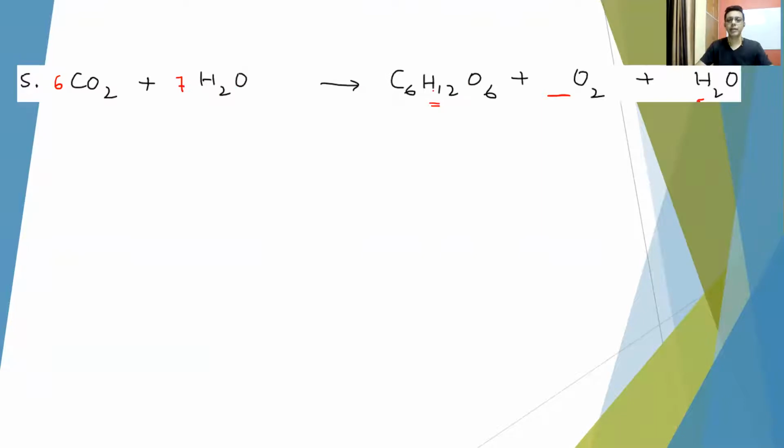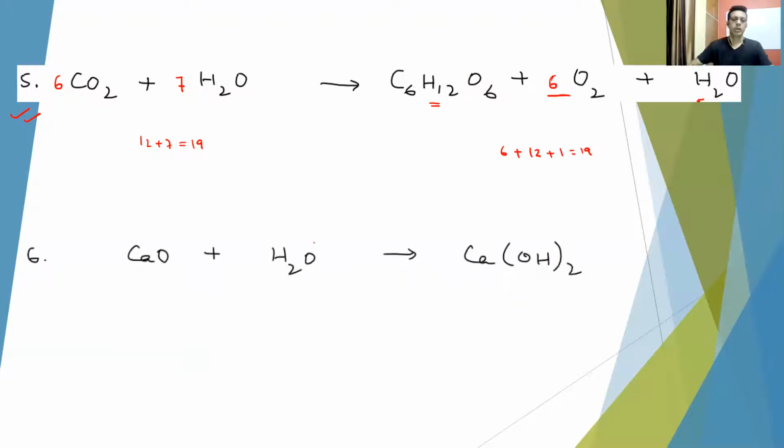Oxygen on the left hand side is 6 times 2, 12, plus 7, that is 19. Right hand side is 6 plus 2, 8... 10, 10 plus 1, 11. So if we place 6 here, it will become 6 plus 6 times 2, 12, 12 plus 6, 18, plus 1 here, 19. So oxygen also becomes equal. That means the equation is balanced.